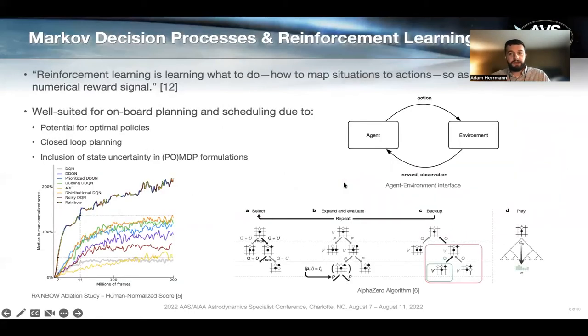So that's where reinforcement learning kind of, I think, comes in. So basically, RL is learning how to map situations to actions to maximize a numerical reward signal. And it's really well suited for onboard planning and scheduling due to the potential for optimal policies and that it's closed loop planning. So you can kind of think of it as replanning at every time step, selecting the next optimal action based on the observation you receive from the environment. And if you formulate a POMDP, you can include state uncertainty in your problem formulation and also your solutions.